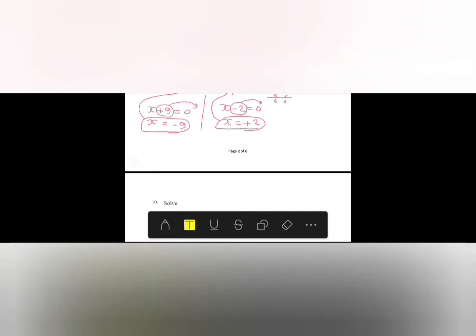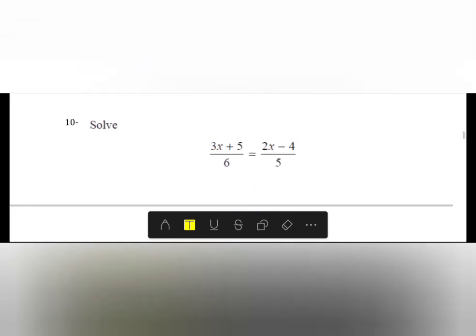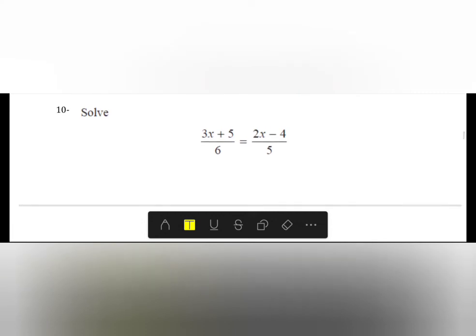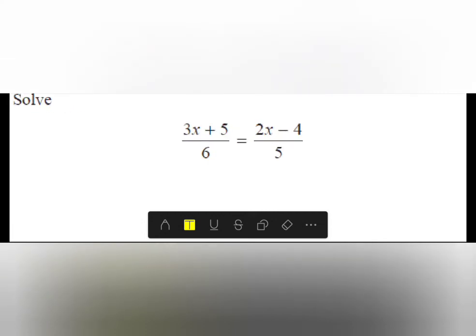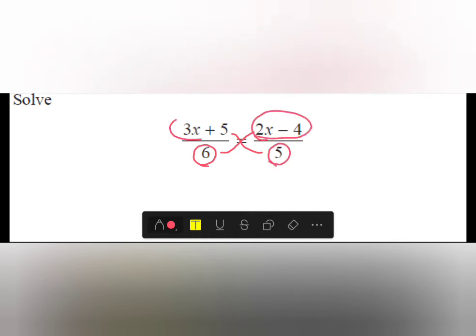Question 10. In question 10, we need to solve this equation. And by solving, it means finding the value of x. Now we take a look at the equation, we find that we have two fractions. And to solve fractions with an equal sign between them, we put a multiplication sign in the middle and we multiply the ones connected together. So 6 is connected to this one and 5 is connected to this part. So I just multiply the ones connected together.